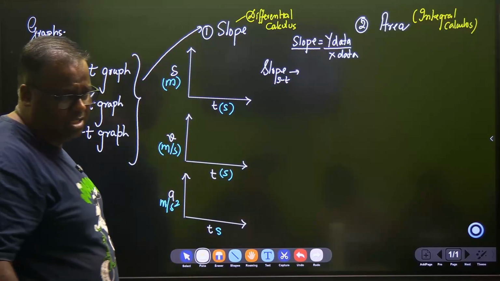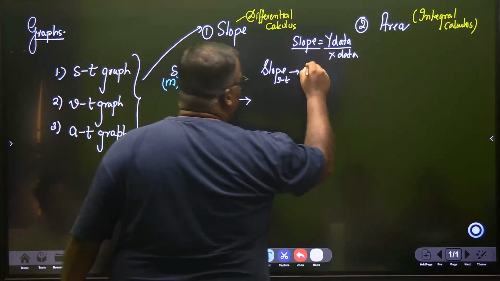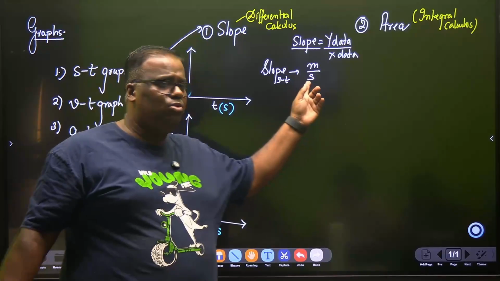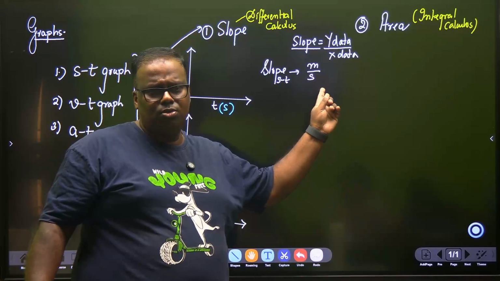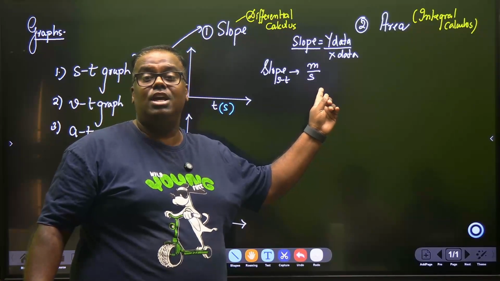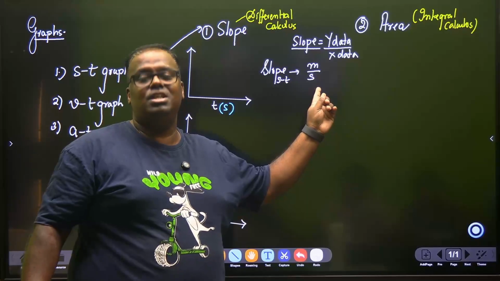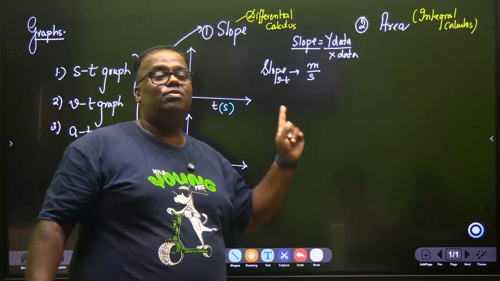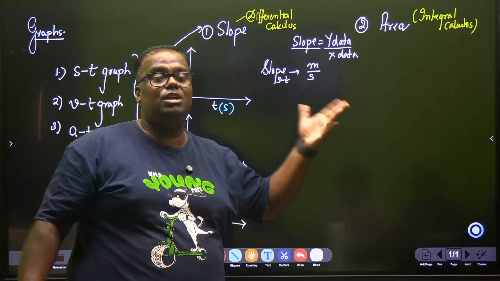Y data by X data. What is Y data? Meter. What is X data? Second. Have you seen this unit before? Who has this unit? Velocity has this unit. Speed has this unit. That means a displacement time graph slope gives me speed or velocity.